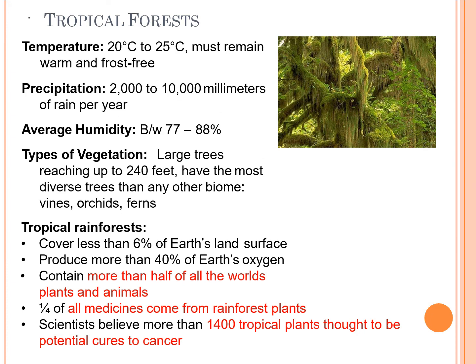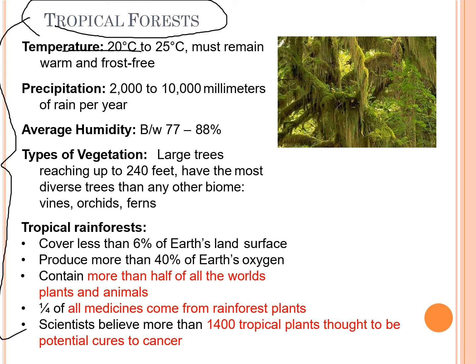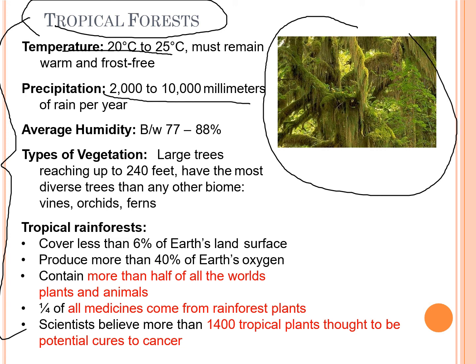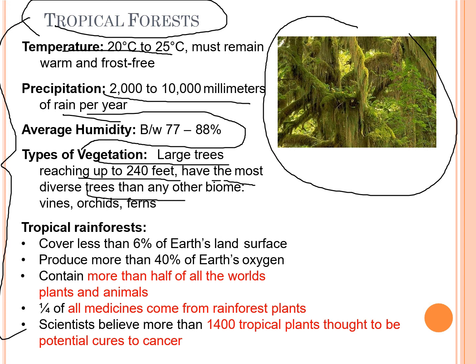Moving on, talking about some of the features of the first forest of terrestrial habitat, which is the tropical forest. All right, so it has temperatures between 20 to 25, and it generally remains warm; the temperature does not drop too much. Also, it receives a good amount of rainfall, as you can see, 2000 to 10,000 millimeters of rain per year, and it has a good amount of humidity, around 80%. It has types of vegetation such as large trees up to 40 feet, having the most diverse trees of any other biome. All right, we have the tropical rainforest as well, which covers less than 6% of Earth's land surface.